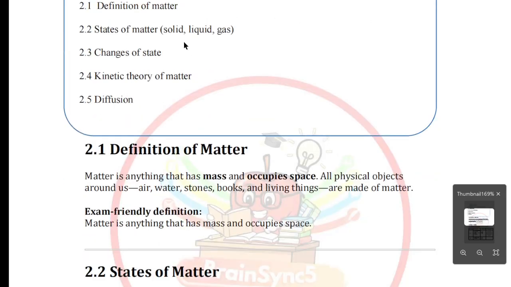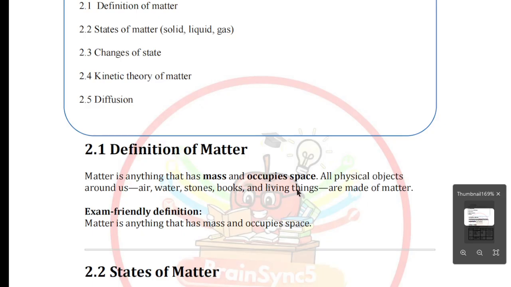Let's begin with the first one, which is the definition of matter. What is matter? You see, matter is anything that has mass and occupies space. All physical objects around us, air, water, stones, books, and living things are made up of matter. So when we look at matter, they just mean anything that you see around you, be it air, water, stones, books, even living things. Yes, even you are a living organism. You are made out of matter, you see.